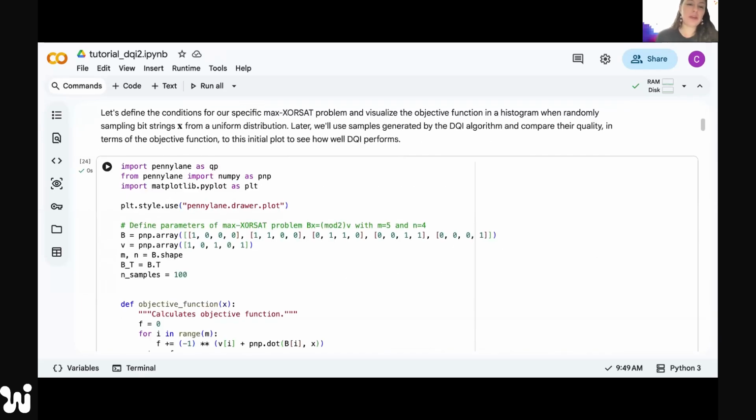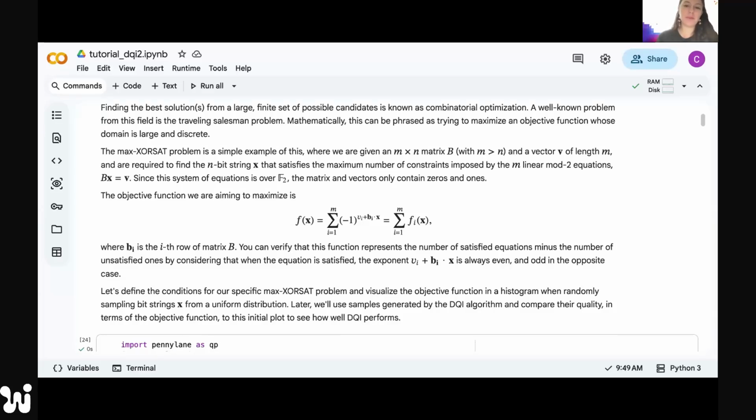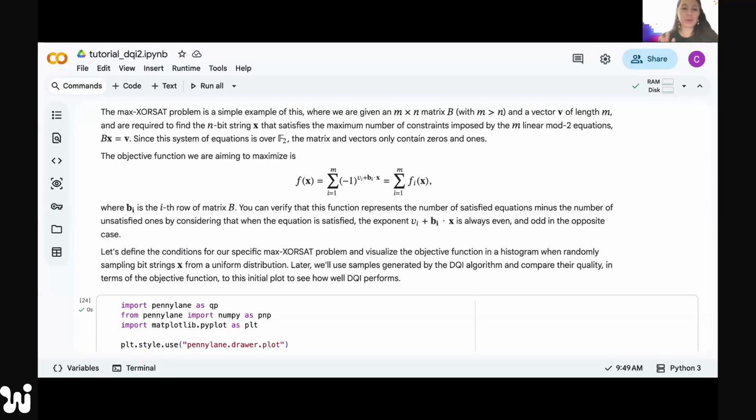All right, so with that in mind, let's remember the problem that we're solving. We're solving this max XOR SAT problem. It's a linear system where we want to maximize the number of constraints that are satisfied. By now, I know that all of this program is about optimization, so I hope you understand why an optimization problem can be mapped to this kind of linear vector and matrix problem.